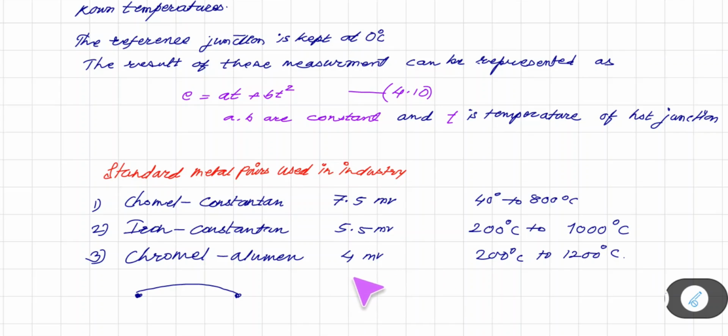Now for temperature measurement, the heat source can be replaced by the body whose temperature is to be measured, and the corresponding EMF is generated in the voltmeter that can be noted, and from the calibration curve of the thermocouple one can determine the unknown temperature. So this way the functioning of the thermocouple is there. Now here are the advantages and disadvantages of the thermocouple.